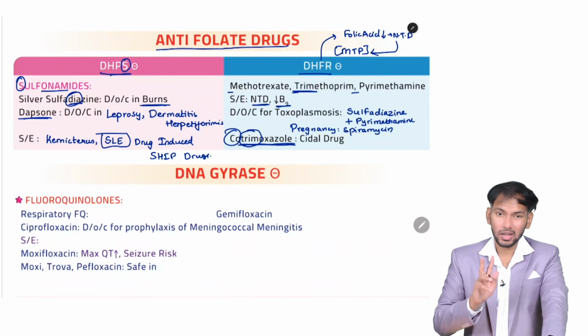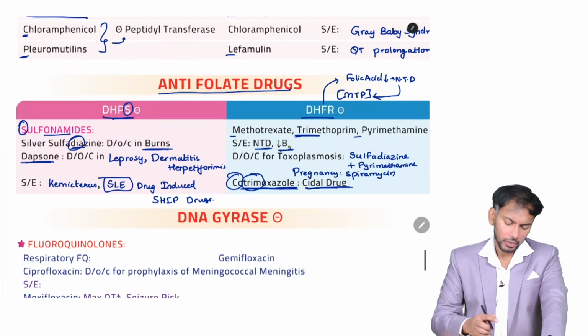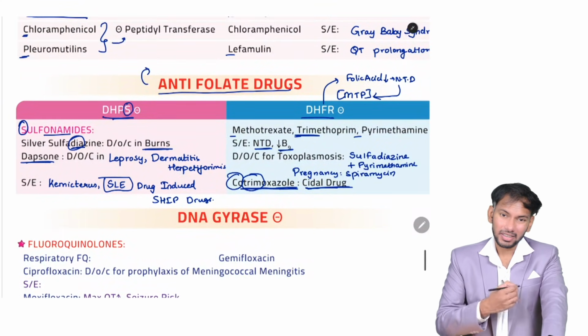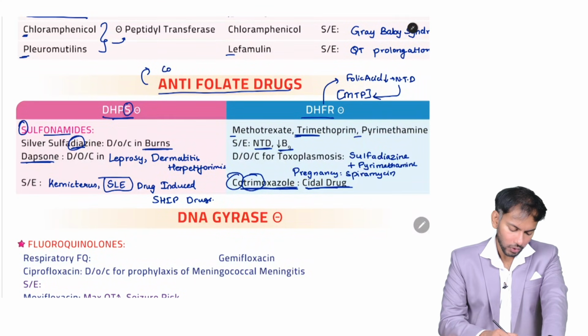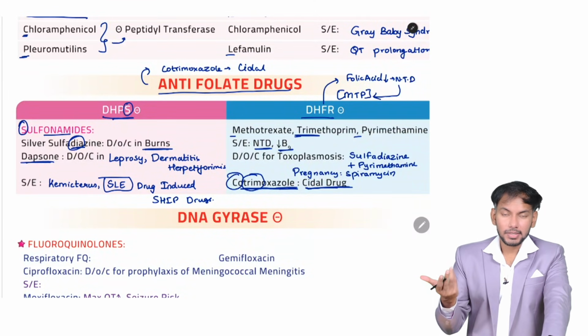Co means two drugs are combined together. When two drugs combine together, it will cause cidal effect. So, this is the only drug that has cidal effect in the antifolates. That is cotrimoxazole. Cotrimoxazole is cidal. This is one exception. Aminoglycoside is cidal in protein synthesis inhibitors.